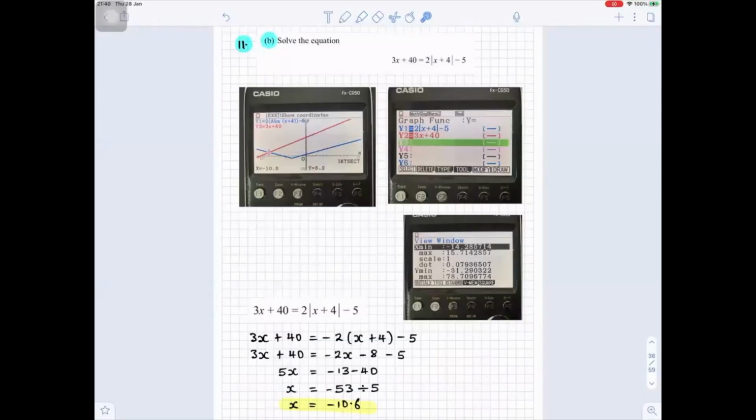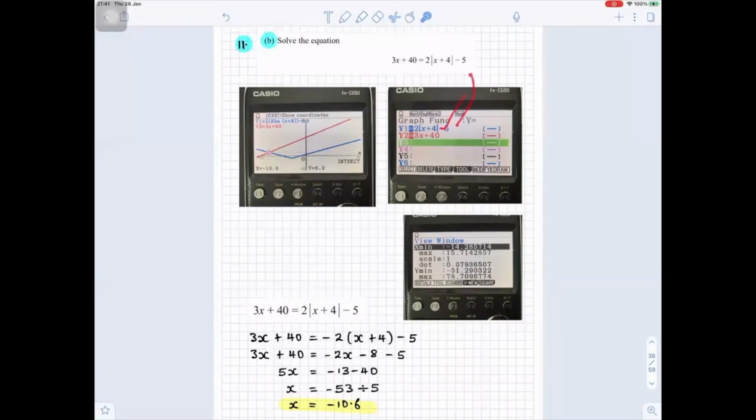11b says solve the equation. We've got the left-hand side and we've got the right-hand side. So we can plot the left-hand side in that red there, and we can plot the right-hand side in the blue. And you can see where they meet. They meet at x equals -10.6. That's your answer. Now we have to show it algebraically, but that's the answer where they meet, and you can see it. So you can see I've put them in the calculator there.